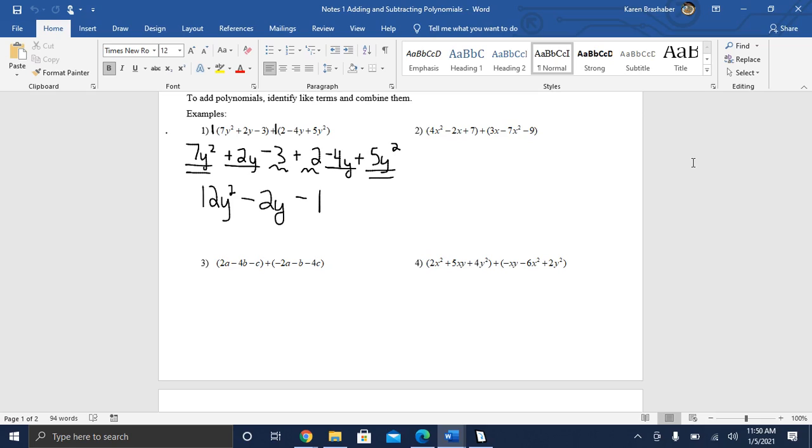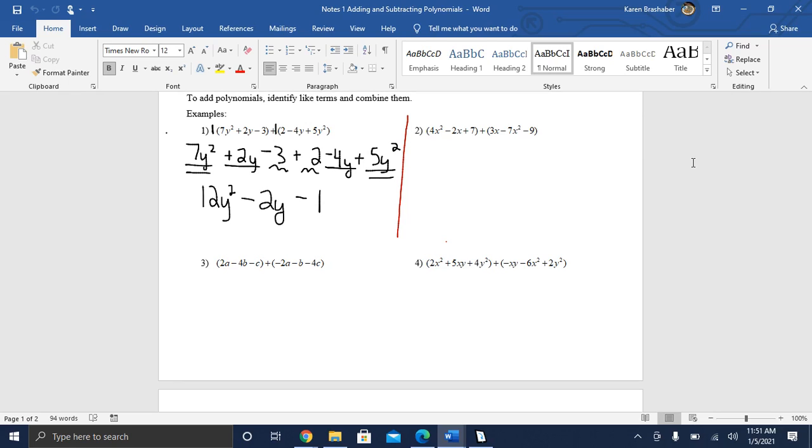I like for my answers to be in descending order of degree, and that is determined by the exponent. So I want my highest exponent first, and then just going down from there with my constants last. So 12y to the second minus 2y minus 1 would be the simplified polynomial. For my second example, we'll follow the same rules. I am going to show you an alternative way to rewrite after you remove the parentheses.